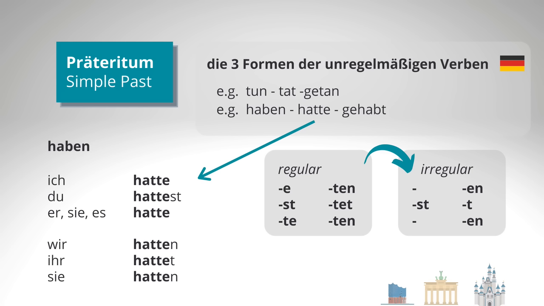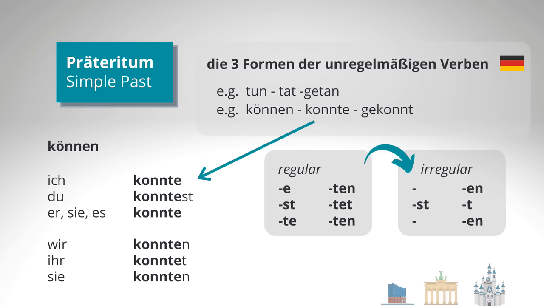One more time. You take hatte, the Präteritum form of the first person singular, and then you add the endings for the irregular verbs in the Präteritum. The first and third person singular don't get an ending at all, so we have ich hatte and sie es hatte. The second person singular gets the ending st, so we have du hattest, and our plural endings are en, t and en, so wir hatten, ihr hattet, and sie hatten. And this goes for all of the irregular verbs out there. There is no exception.